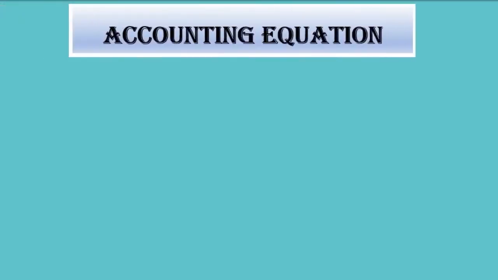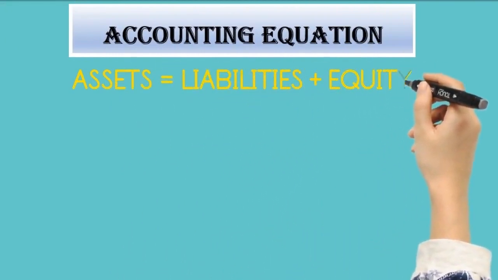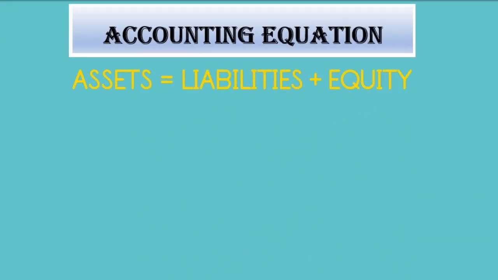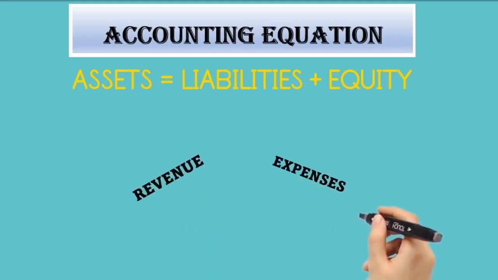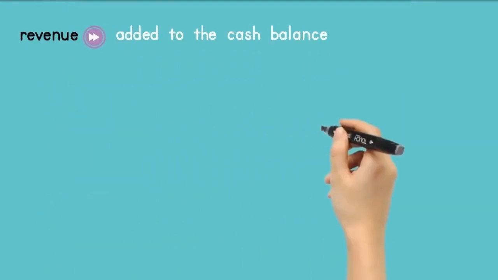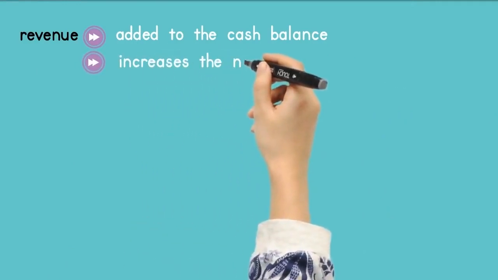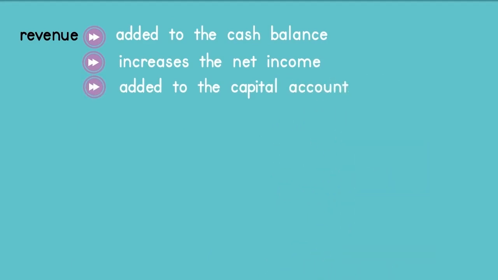In the previous video, we learned about accounting equations and how the transaction affects the assets, liabilities, and owner equity. However, what happens to the revenue and expense accounts related to the statement of comprehensive income? Revenue is added to the cash balance as it is received in terms of cash. Revenue increases the net income of the business and hence it is added to the capital account.